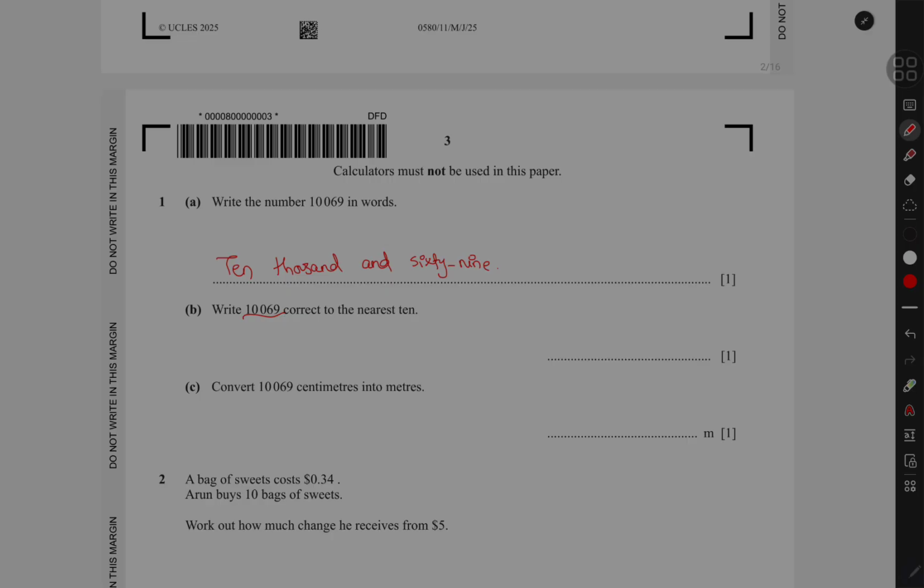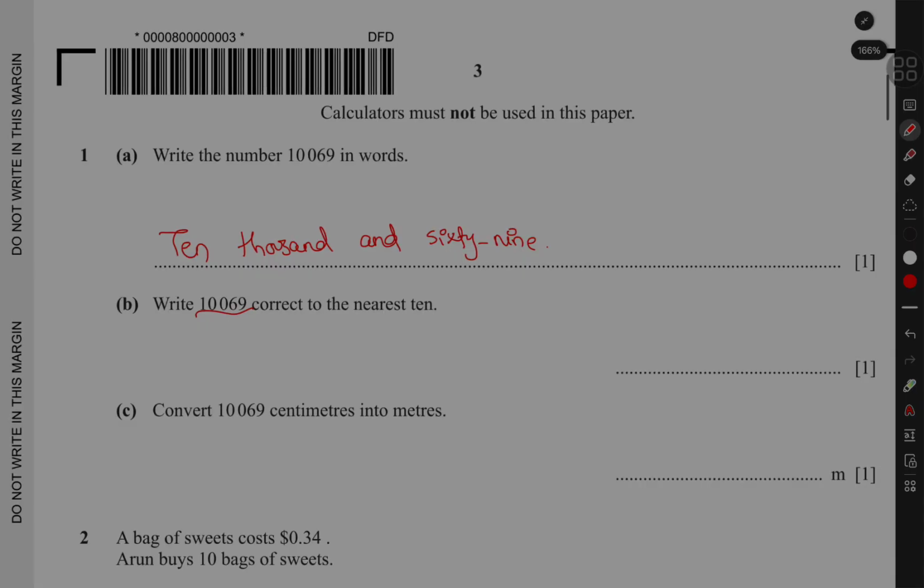The thing with this question is that we need to make it correct to the nearest ten. So this is the units place, this is the tens place, this is the hundreds, this is the thousands, and this is the 10,000s. What they're saying is make it correct to the nearest tens. So this one. We have the number 6 over here. The next one is 9.